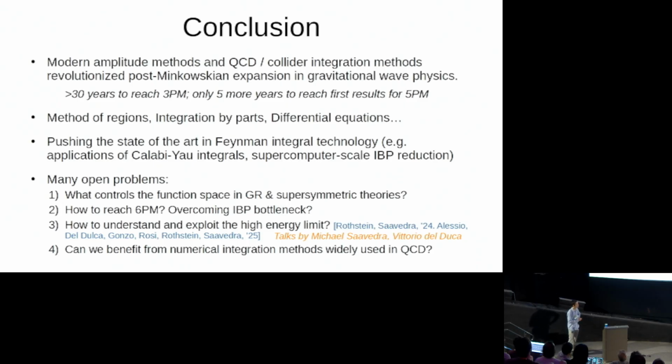And given the enormous progress on the experimental front, we want to push to higher orders. How would we do that? We talked about the small velocity limit, and how about a high velocity limit? What can we do about it? You will hear more about it later in the conference. And finally, the QCD literature has many numerical integration methods, and can we benefit from that? Thank you for your attention.